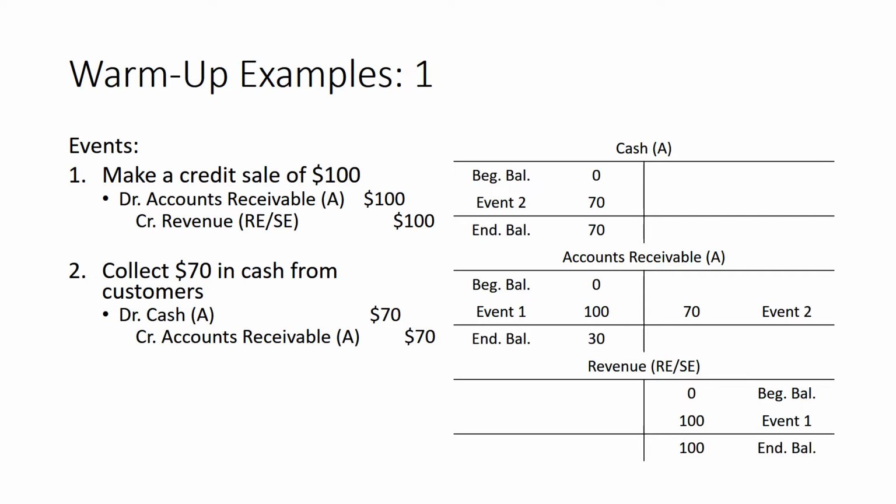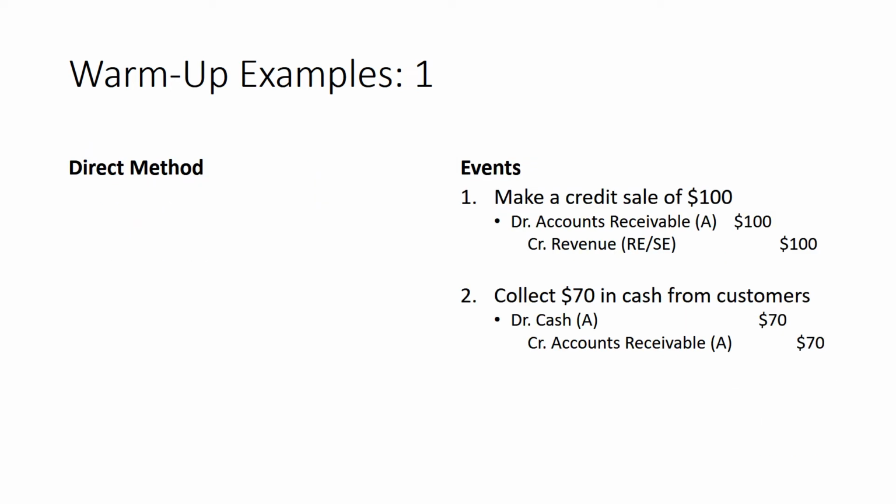We record a $70 ending balance for cash and a $30 ending balance for accounts receivable. On the credit side, we have revenue, which reports an ending balance of $100. So our total debits, 70 plus 30, equals 100, which is the total credit. Let's prepare the statement of cash flows using the direct method.